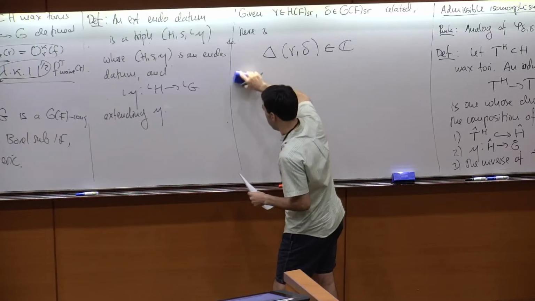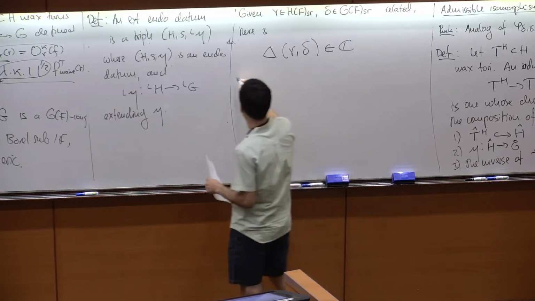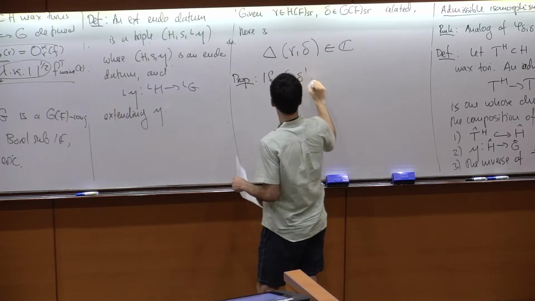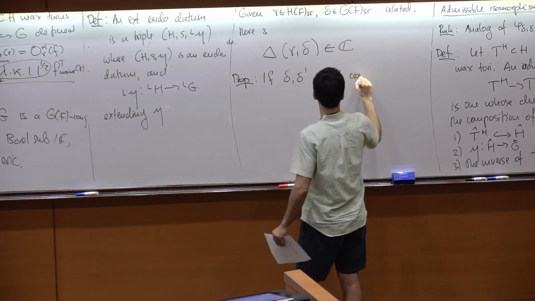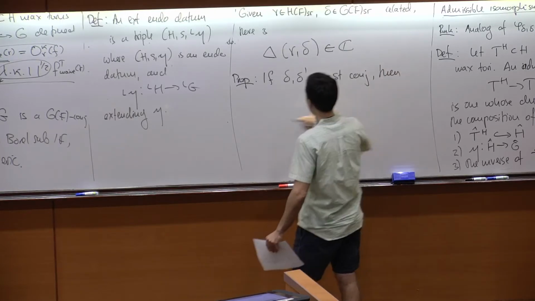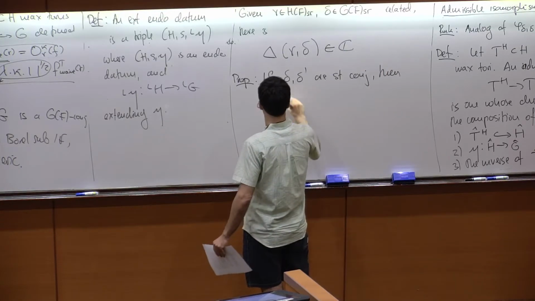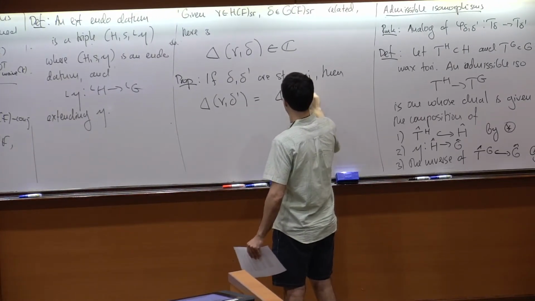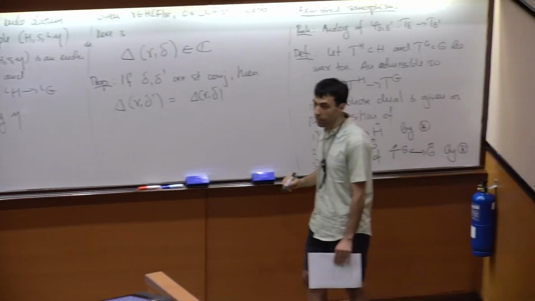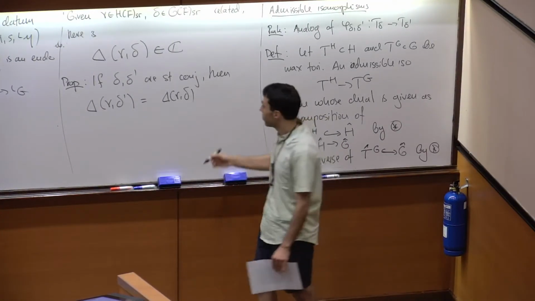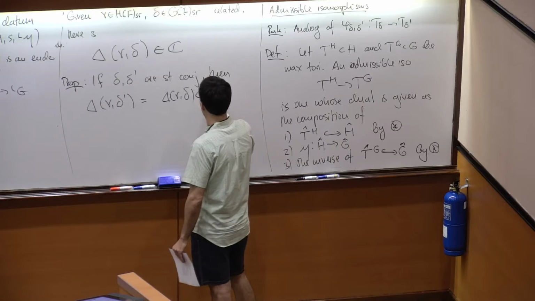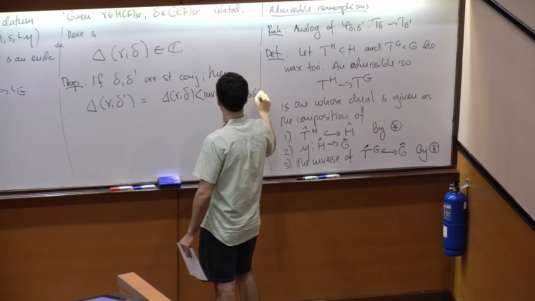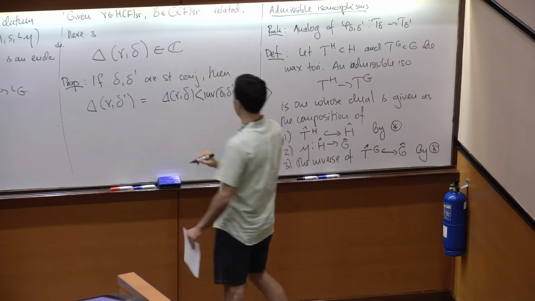But so the property is the following. If delta and delta prime are stably conjugate, then there is a relationship between the transfer factor for delta and the transfer factor for delta prime. This is the so-called kappa behavior of the transfer factor. So this is the behavior.